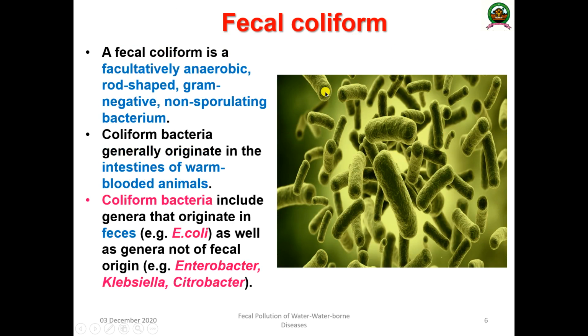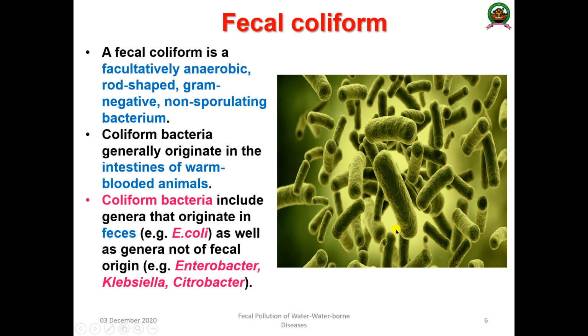As you can see, these are the electron microscopic photographs of this kind of bacteria. You have already seen facultative anaerobes. They can grow either in the presence or absence of oxygen. A fecal coliform is a facultative anaerobic, rod-shaped bacterium. You can see here it is rod shaped, and it is gram negative. This is a microbiological term. Based on their cell wall composition, bacteria are classified into gram positive and gram negative. So they are gram negative and they are non-sporulating bacteria.